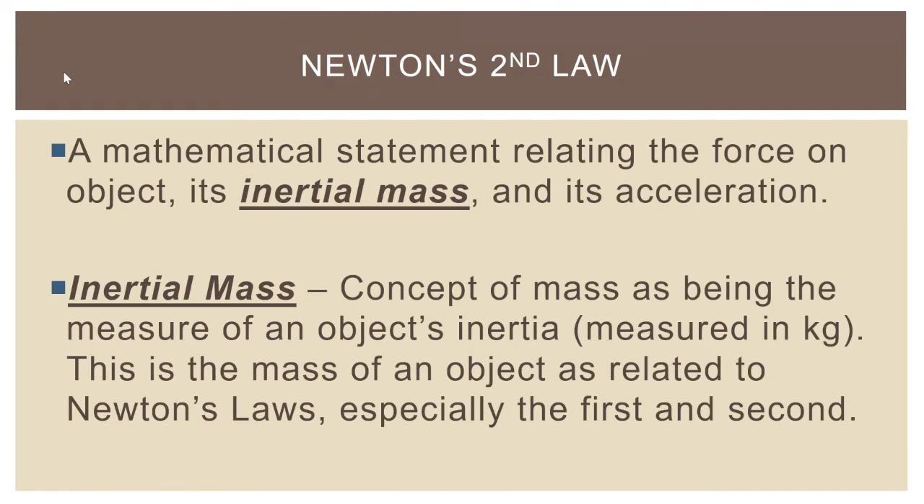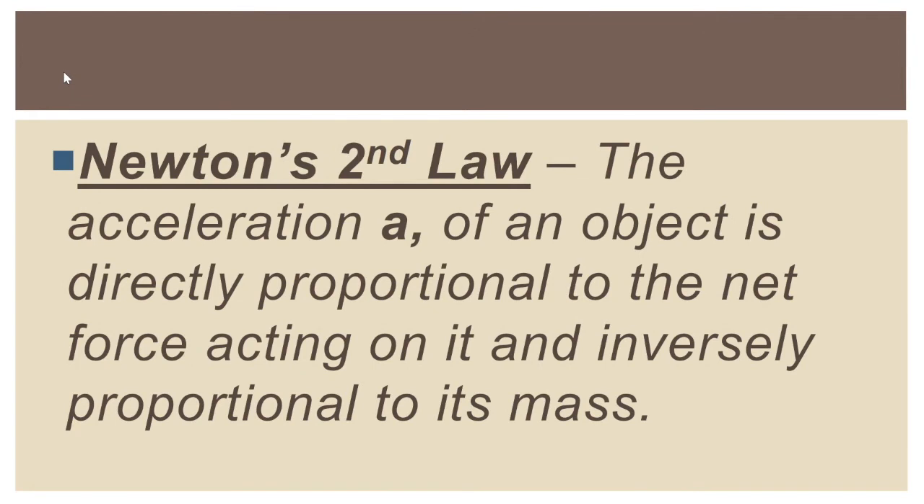Okay, so as we said here, Newton's second law is a mathematical statement relating the force on an object, its inertial mass, and its acceleration. Of course, the obvious question here is, what does that mathematical statement say? That mathematical statement says the acceleration, which gets the symbol a, of an object is directly proportional to the net force acting on it and inversely proportional to its mass. I'm sure you remember that, but it's very important for everybody to pause this video here and write that down, because that is crucial. And when you hit play, we'll take a look at it.